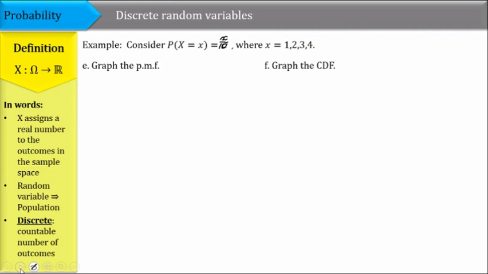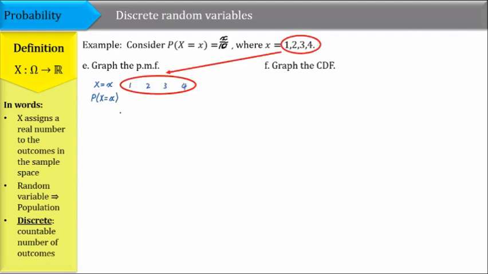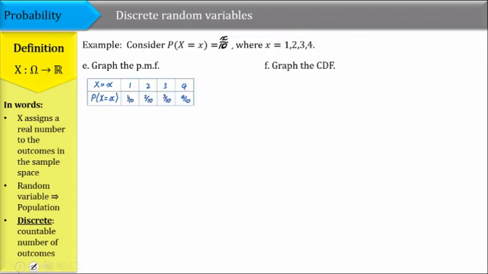Right, now, next I want to look at the graphs of the PMF and the CDF. Let's start with the PMF. So the first step would be to construct a table. We'll need the x values, and then we'll need their probabilities. So the x values would just be 1, 2, 3, and 4, which is just the original values given. And their probabilities, we'll simply take 1 into x, so that's 1 over 10, 2 into x, so that's 2 over 10, 3 over 10, and 4 over 10. So that's how our table will look.